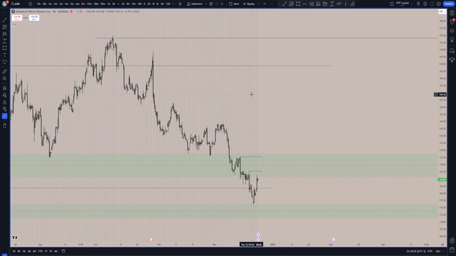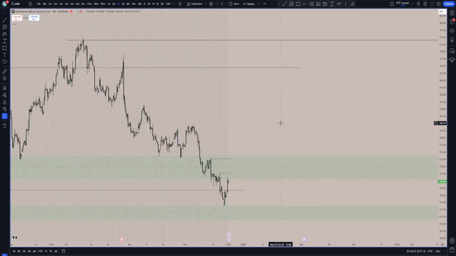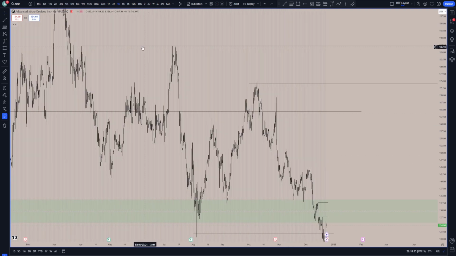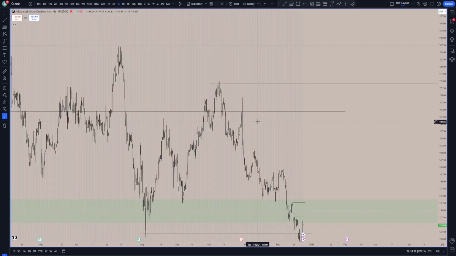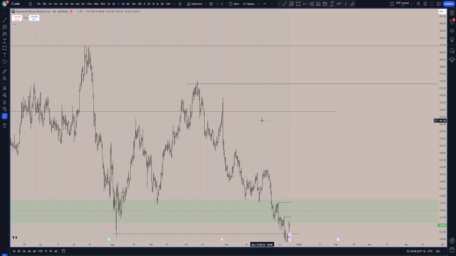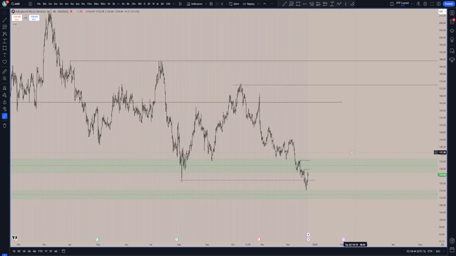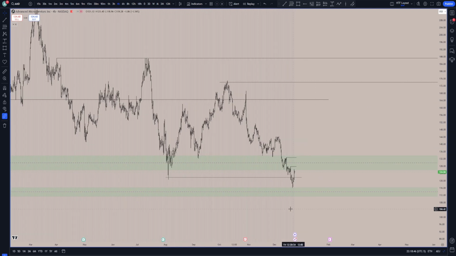Now, this is something that can take much more time, and the time I'm looking for this move to start is going to be in the beginning of January. And of course, I would really love to see 187 touched by somewhere around May and June of 2025. All right, that is what I am looking for. These are very important areas we need to keep our eye on.